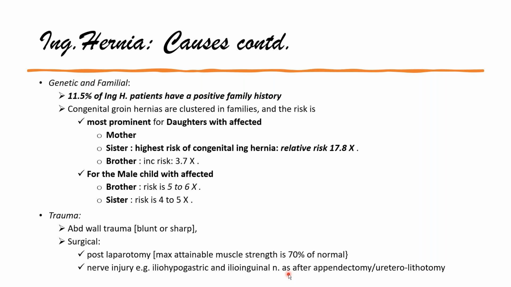Right? On the left side also, urinary lithotomy. Post laparotomy, the maximum attainable muscle strength, remember, is only 70%. So if I have my abdomen cut up and get it stitched by the best plastic surgeon, even then my abdominal wall muscles will reach a strength of only 70% and never more than that, whatever the method of stitching. So that basically means I'm always at risk of hernia formation because my muscles are weak by 30%.